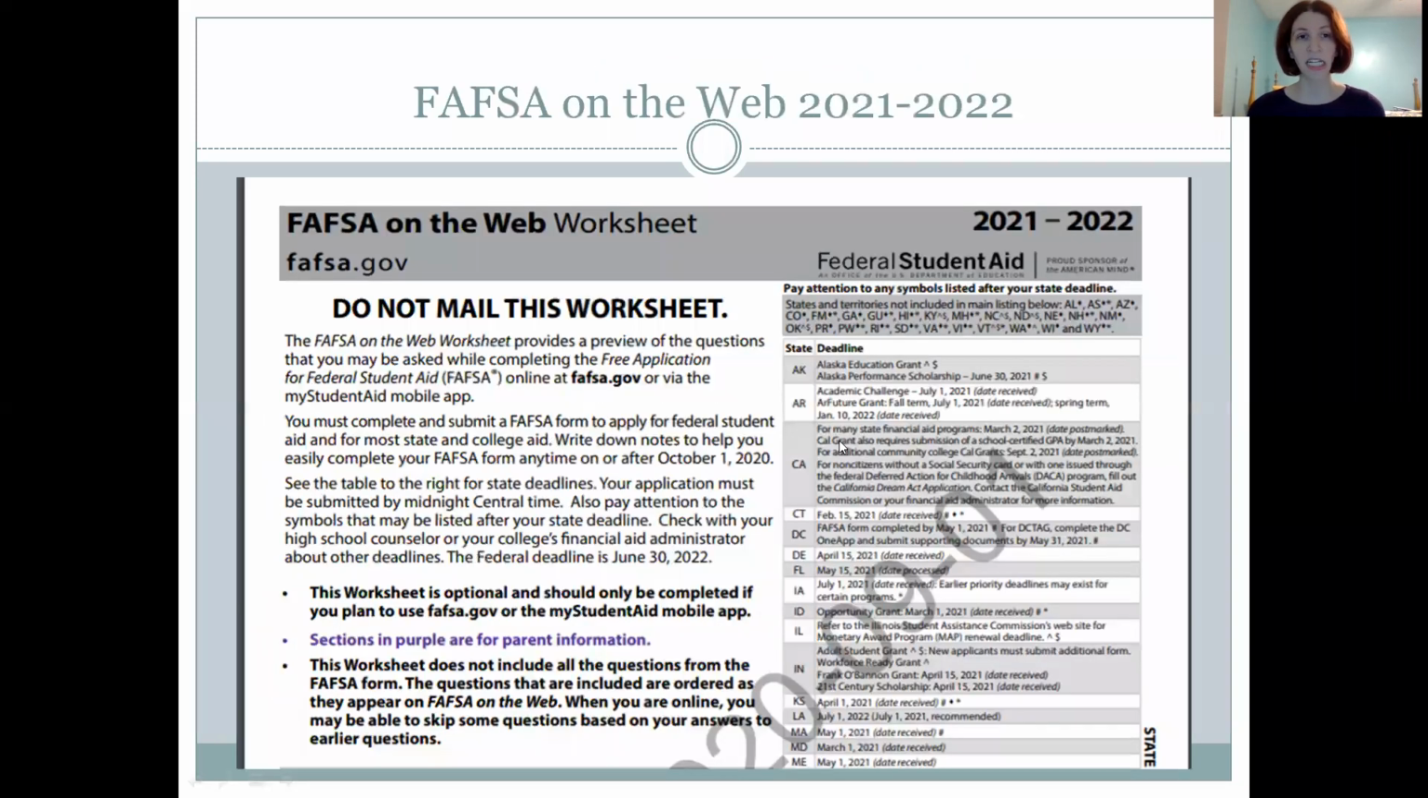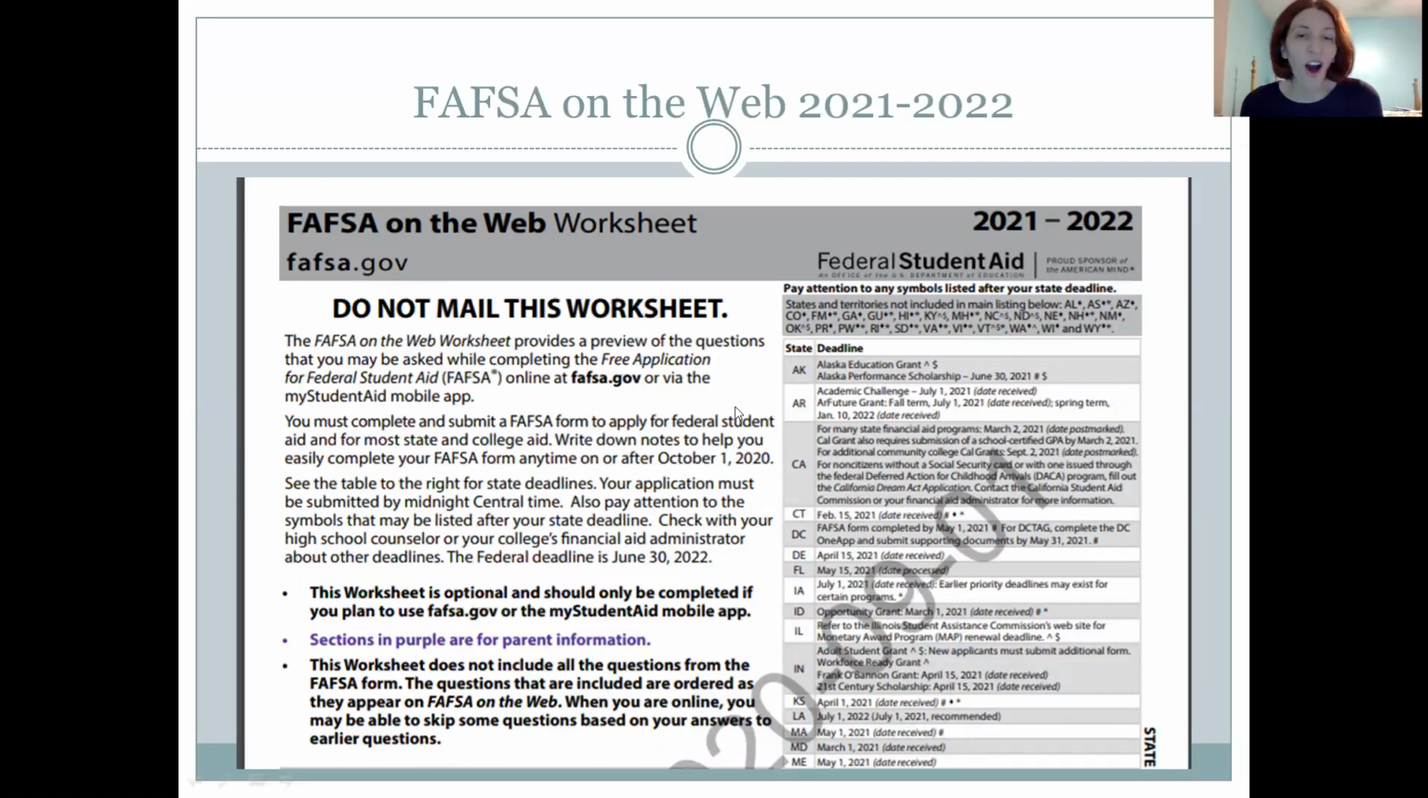Now, once you have that, you need to complete the FAFSA form. And again, if you could just be sure to mute yourselves so we don't get that feedback, that would be great. But the FAFSA on the web worksheet that we're going to go over today really is more of a general overview, a guideline. Completing the FAFSA, this is not something you're going to mail in. It's just knowing what you're going to have to do online when you complete the FAFSA.